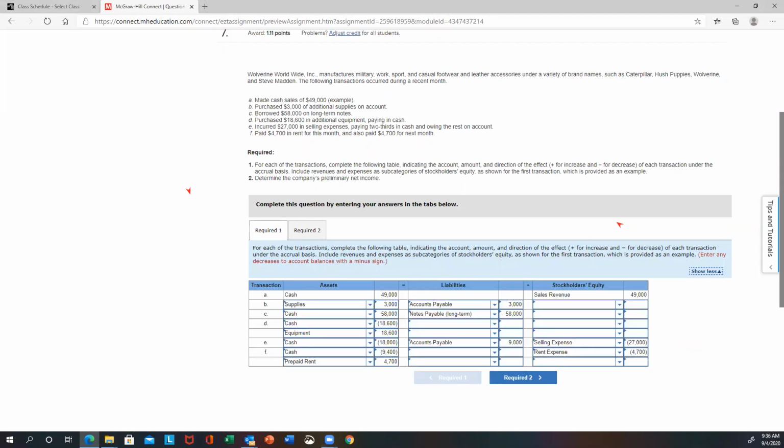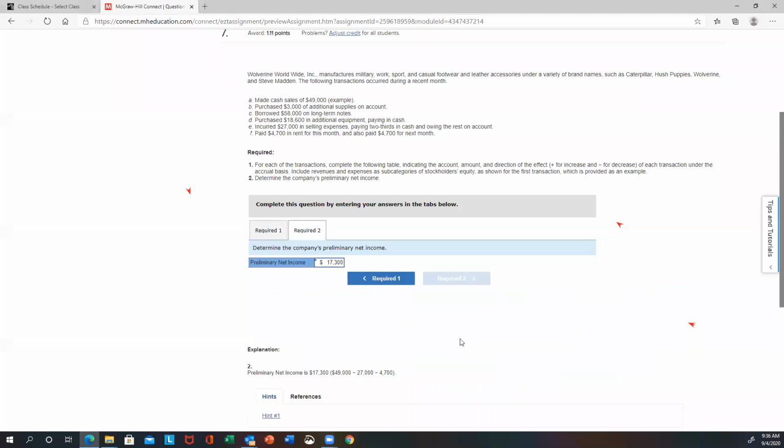All right. Then I think the next question they want is simply how much of this is income. Well, if you look at what would relate to income, you've got 1 revenue, 2 expenses. You just net these together. And then that's how they would come up with the net income, which is 17.3.